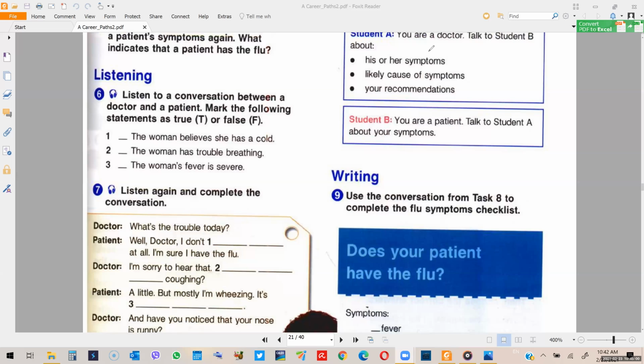Okay, now let us answer the questions. The woman believes she has a cold. No, she said, I have flu. So this is false. She said flu, not cold. Okay, and number 2, the woman has trouble breathing. Yes, she said wheezing. So this is true. And the woman's fever is severe, is too high. Severe means too high.